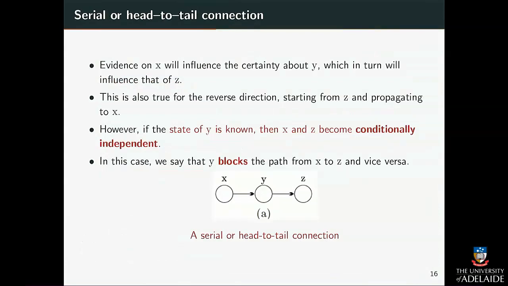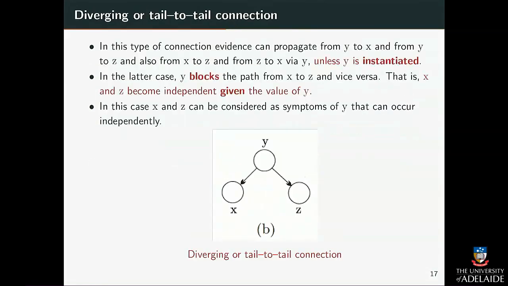So here you can immediately understand this is kind of like the Markov process. If I know the present, then the past is irrelevant. So I basically only affect the future. In the diverging or tail-to-tail connection, if I know y, then everything stops. These two are conditionally independent. And so these could be like two symptoms, or this could also be the hidden Markov model type of thing, where I can observe two possible different random variables out of having a certain state, and that's what happens.